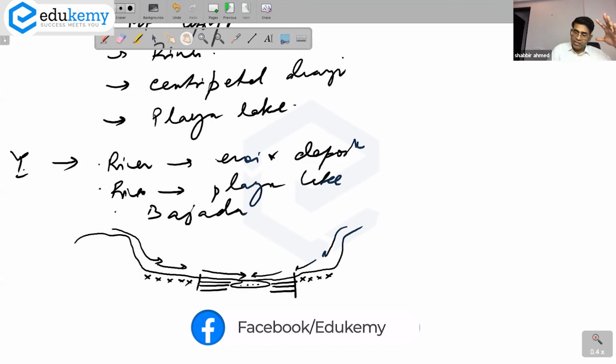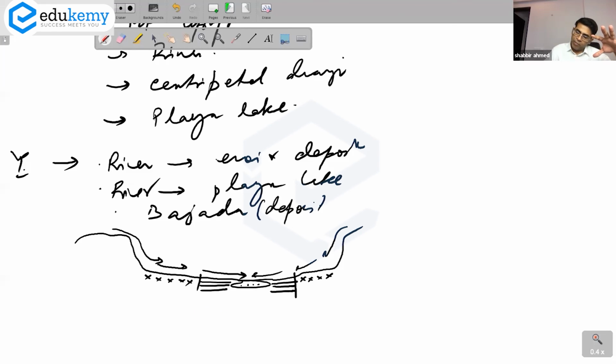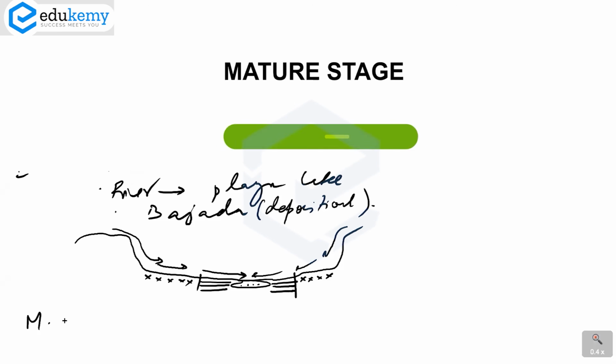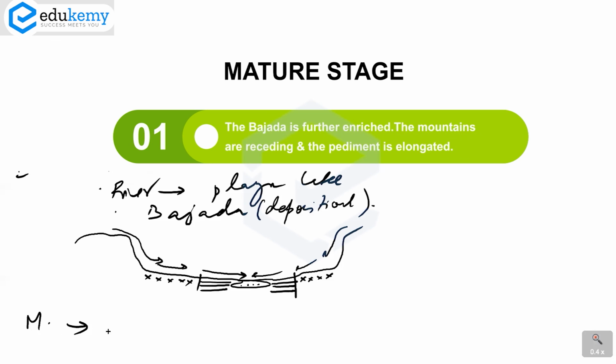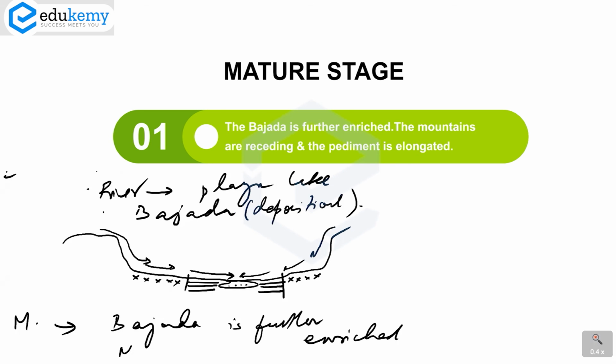The river drains into the playa lake. There is a bahada formation, which is a depositional feature like a plain. And there is an erosional feature developing called the pediment. So this is typically the youthful stage. In the mature stage, the bahada is further enriched. The mountains are receding. They're going back, and the pediment is elongating.